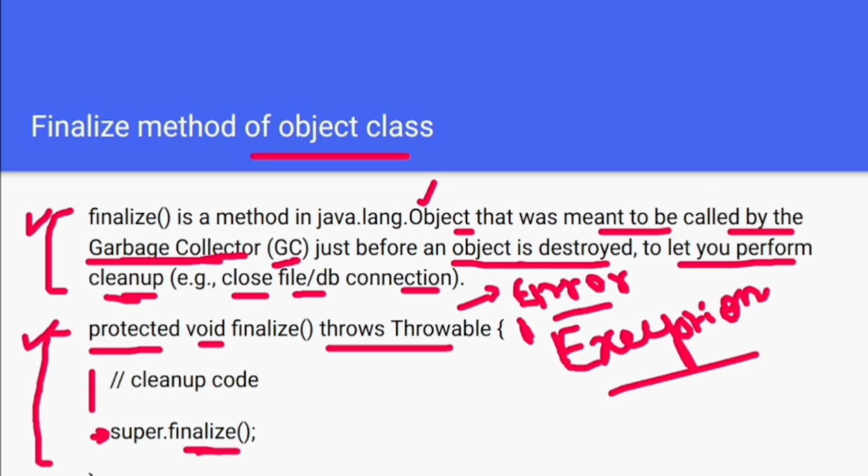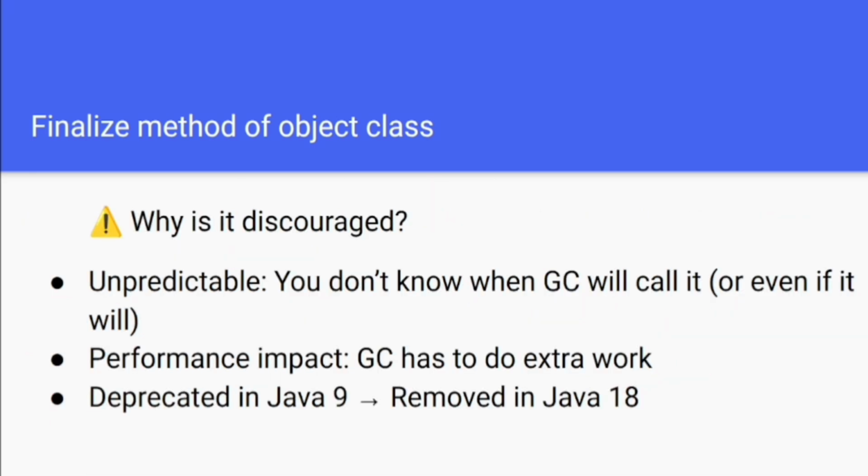Now let's go to our next slide. Nowadays the finalize method is not a preferable option. Why? You can see all the reasons here. Why is it discouraged? First of all, it is unpredictable. You do not know when GC will call it, or even if it will. It may be possible that GC does not call your finalize method at all, and even if it does, you don't know when it will be called.